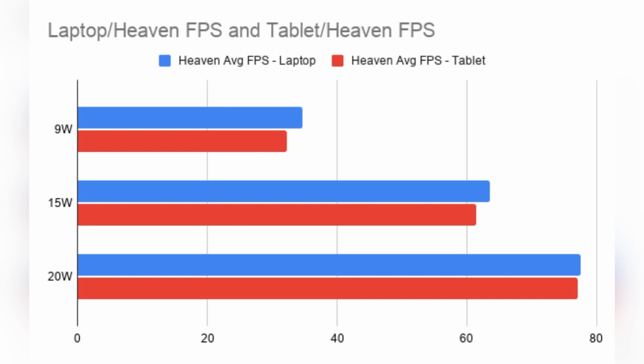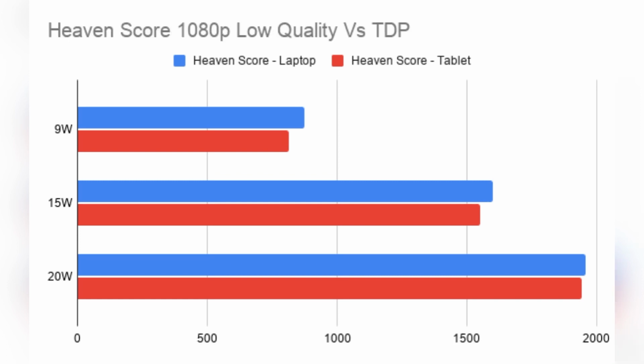Taking a look at average FPS, at 9 watt we were seeing around 30 frames per second, and jumping up to 20 watt, we were almost at 80 frames per second average. And of course, the scores.